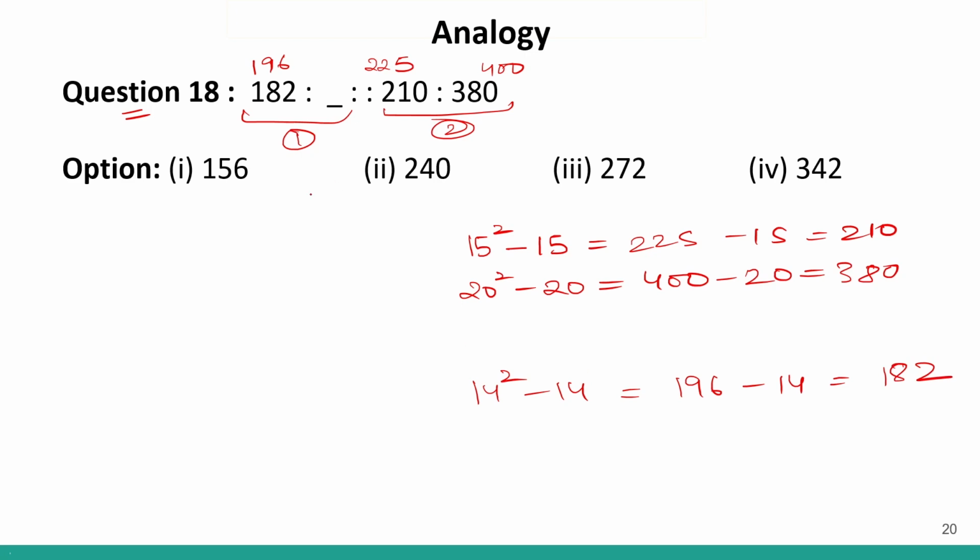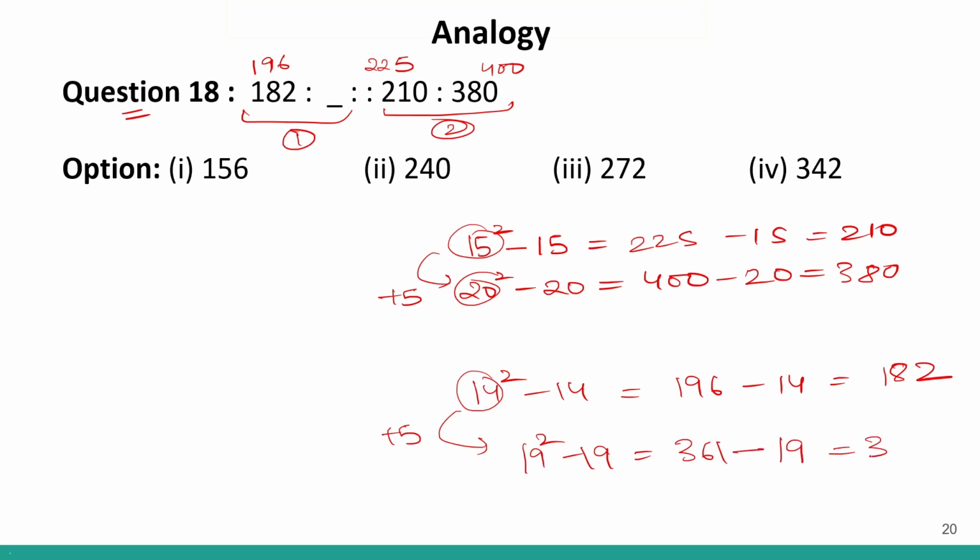Right? Now the difference between 15 and 20 was plus 5. So here also the next element will be plus 5. So the plus 5 will give me 19 square minus 19. Correct? 19 square is how much? 361. And if I subtract 19, I will get 342. This will be my answer. 342 is given in option number 4. So option number 4 is the correct answer to this question.